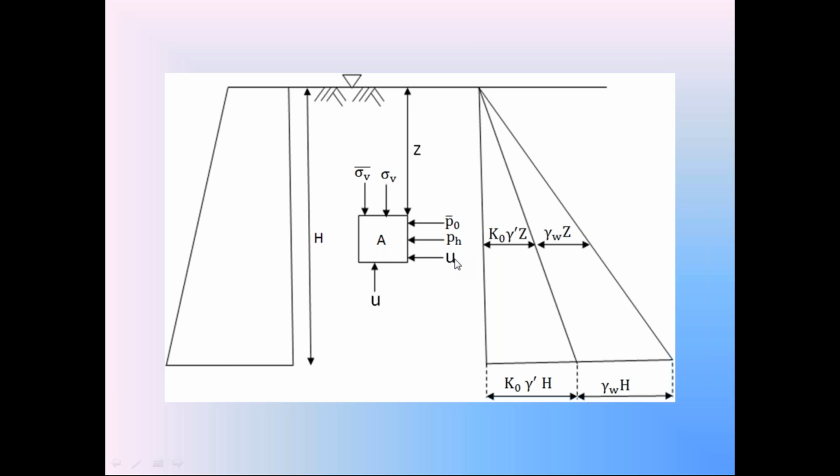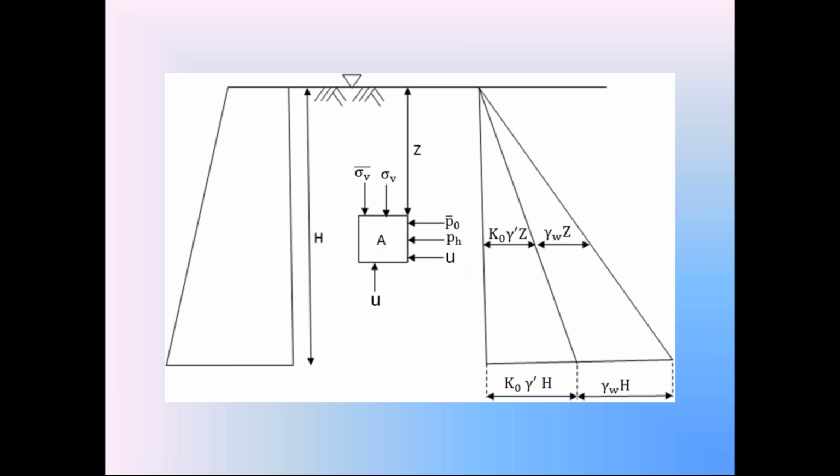Here also U is equal to gamma W into H. So check this soil element. The soil element is subjected to two horizontal pressures. One is P naught dash, which is equal to K naught into sigma V dash. The next one is the pore water pressure U. Because of Pascal's law, this pore water pressure U is equal to gamma W into Z.